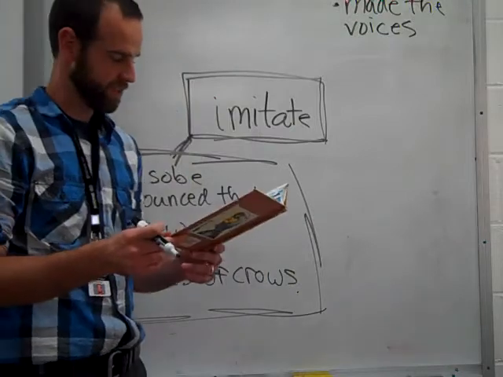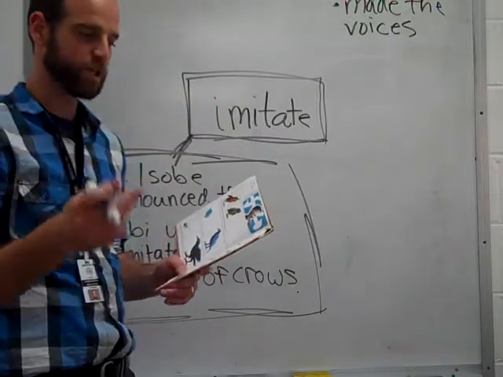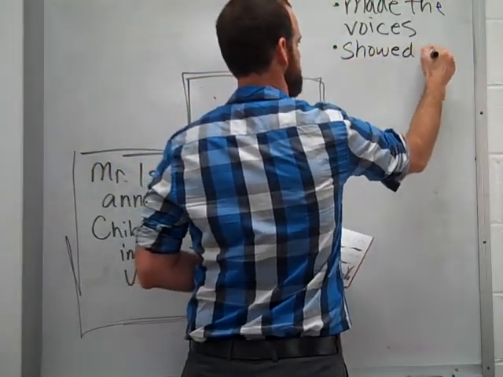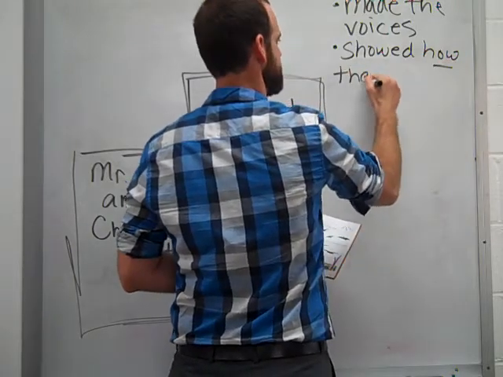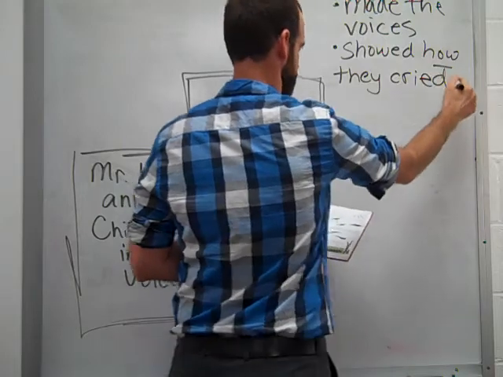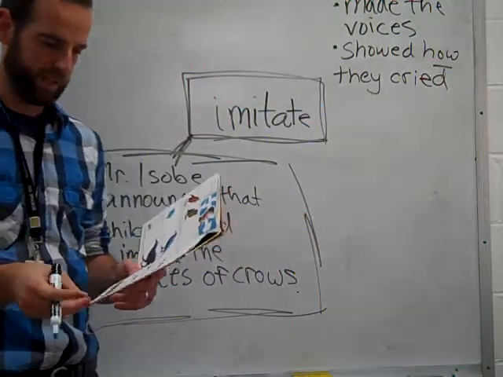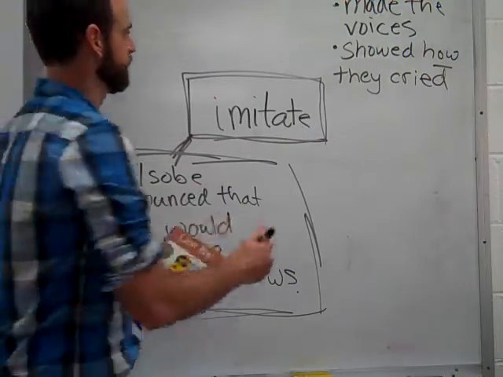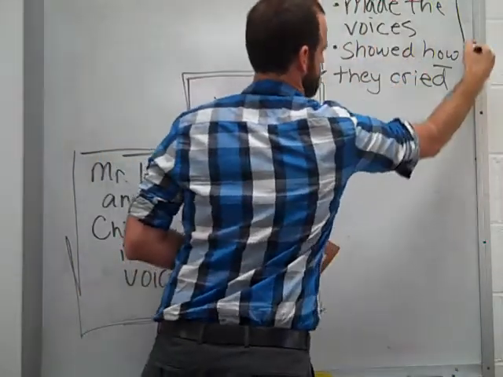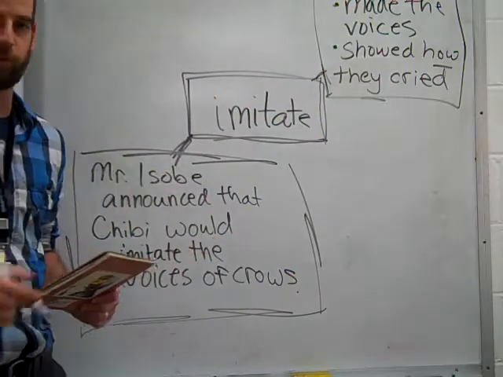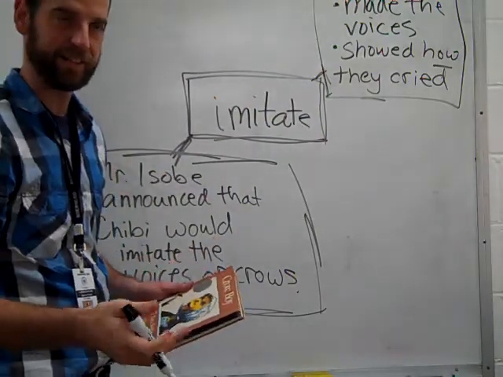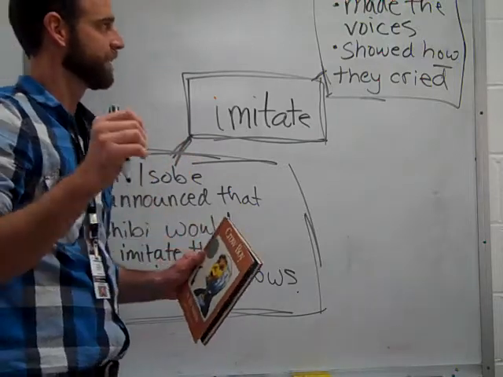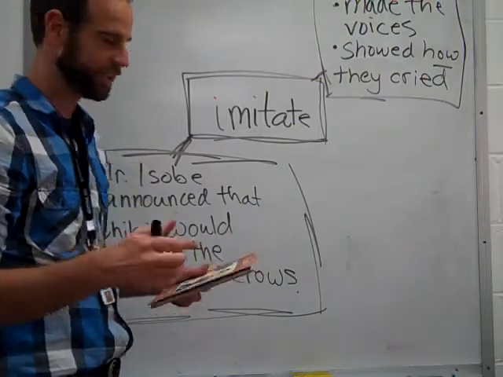Okay. Then it says, "he imitated the father crow's voice. He showed how crows cry." There we go. He showed how they cried. And it goes on to show how they cry again. And there we go. I think that's good. Okay, so here are clues. He made the voices. He showed what they sound like. So he first said he's imitating the voices, then the author said he made the voices, then he showed what the voices sound like.